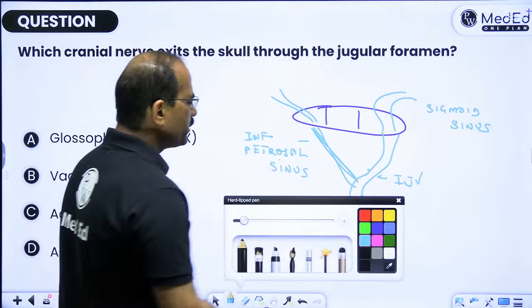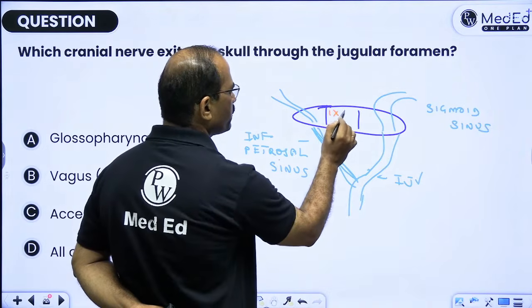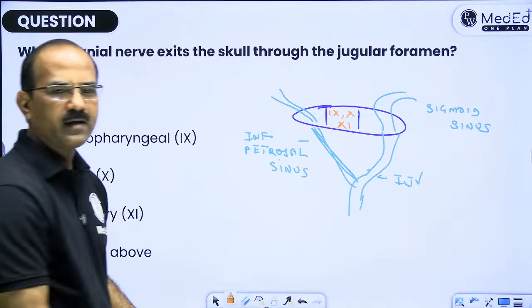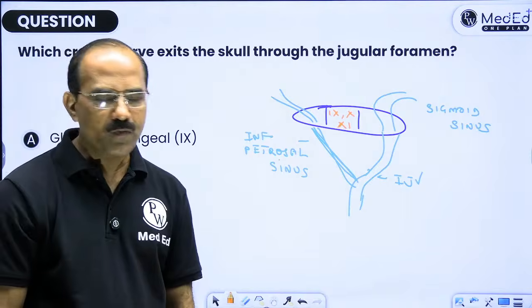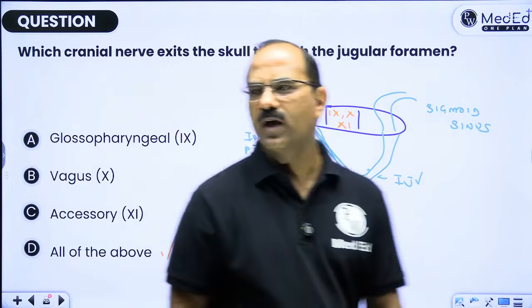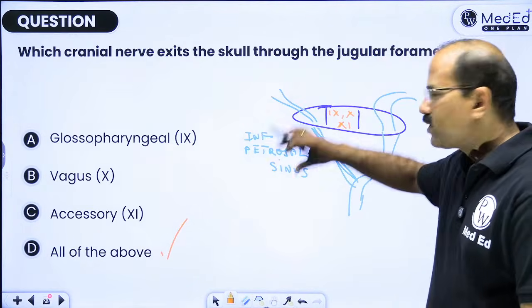And who goes through the middle compartment? Very good, you have written correctly. The 9th, 10th and 11th cranial nerves go through the middle compartment. The 9th, 10th and 11th cranial nerves pass through the middle compartment. So what is the answer for this? D. Answer D is all of the above. 9th, 10th and 11th cranial nerves pass through the middle compartment.